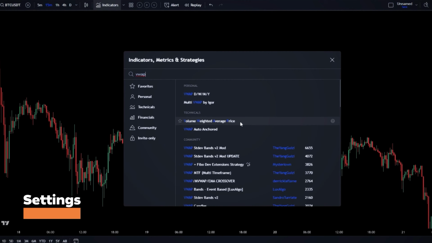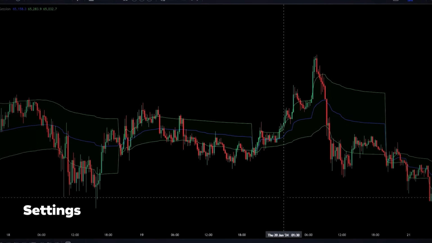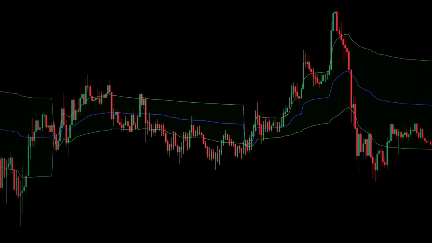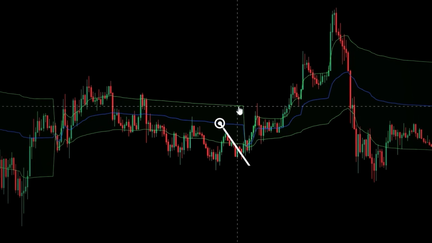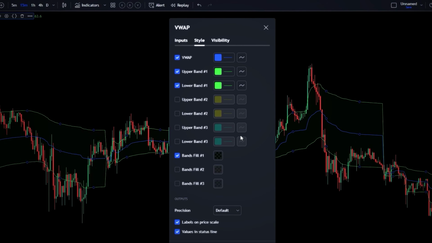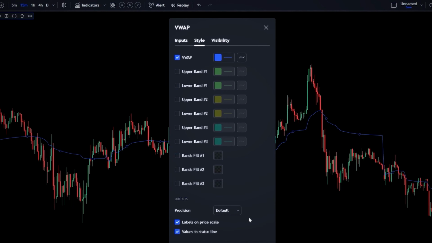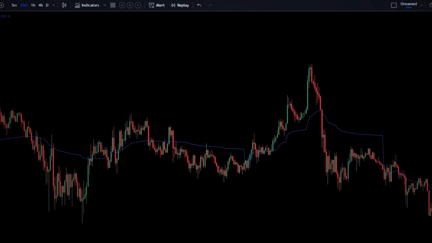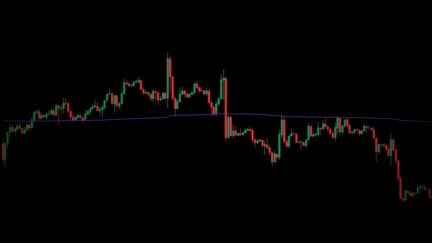By default, the VWAP indicator on TradingView will display 3 levels. The middle line is actually the VWAP line, and the other 2 are upper and lower bands. I recommend to disable the upper and lower bands because they really just add noise. All we're looking for is the VWAP here. So what does the VWAP tell us, and how do we use it?